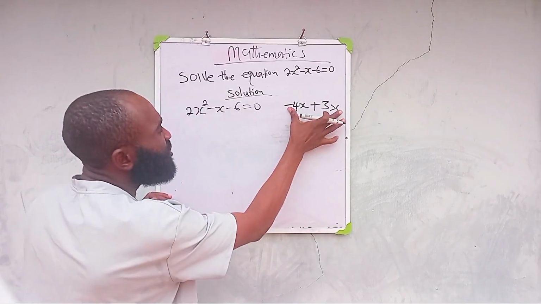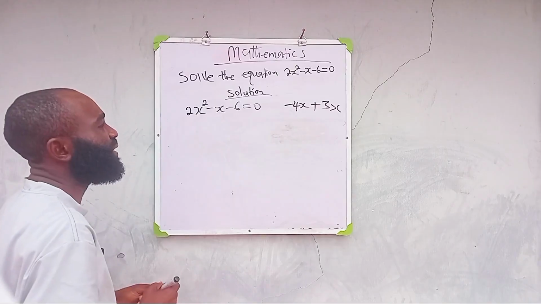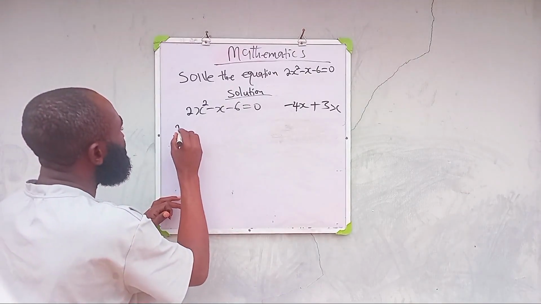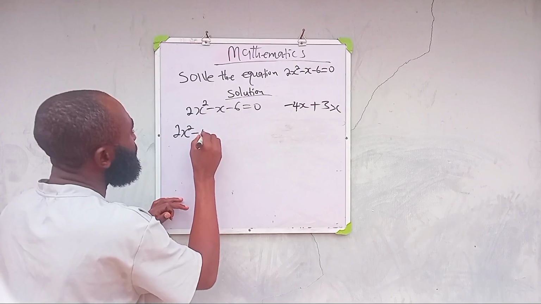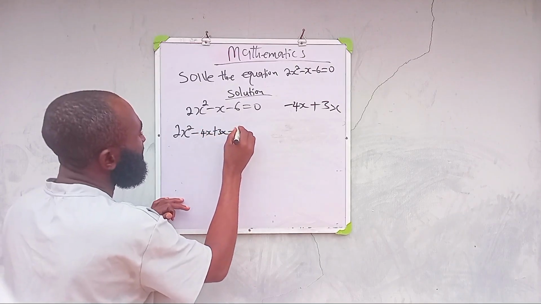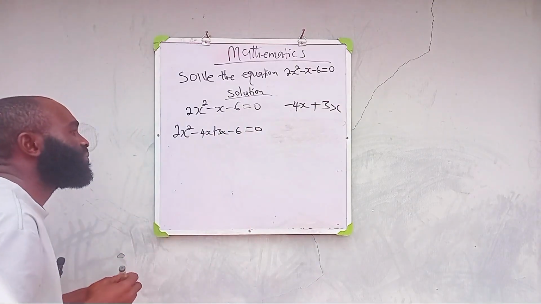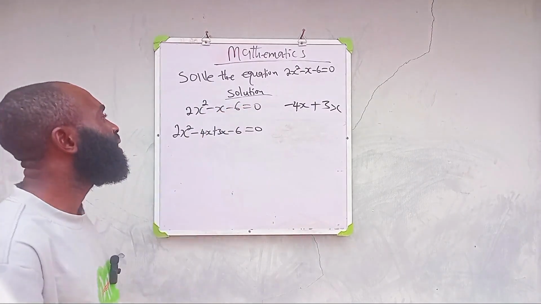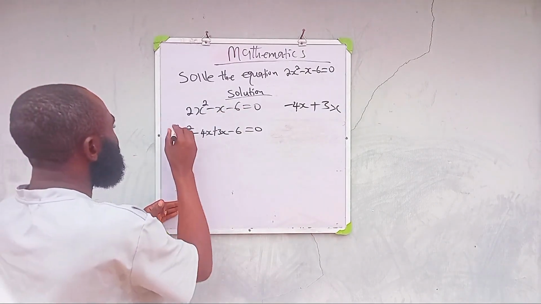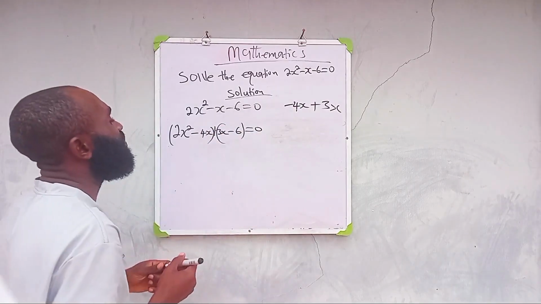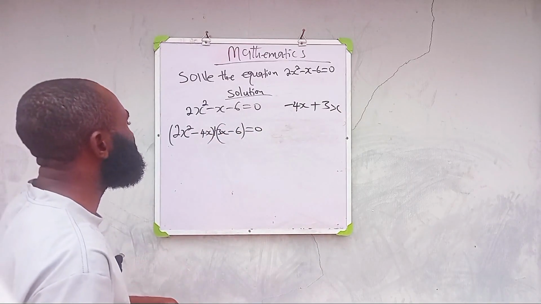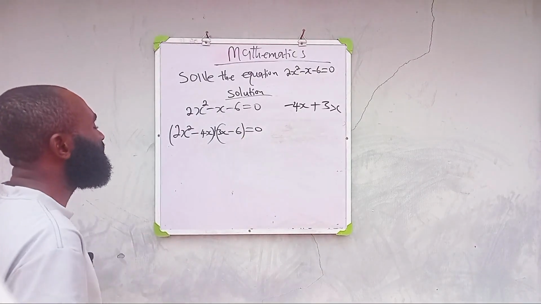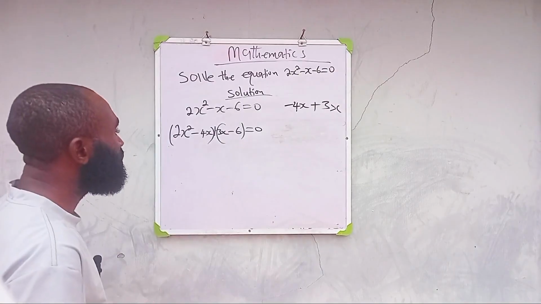Since we know the two values are minus 4 and plus 3, we substitute them for the middle term. So we have 2x² minus 4x plus 3x minus 6 equals 0, because this gives us exactly what we had initially. From here, we insert our brackets. After inserting the brackets, you think of the common factor for the first bracket and the common factor for the second bracket. The common factor for the first bracket is 2x.